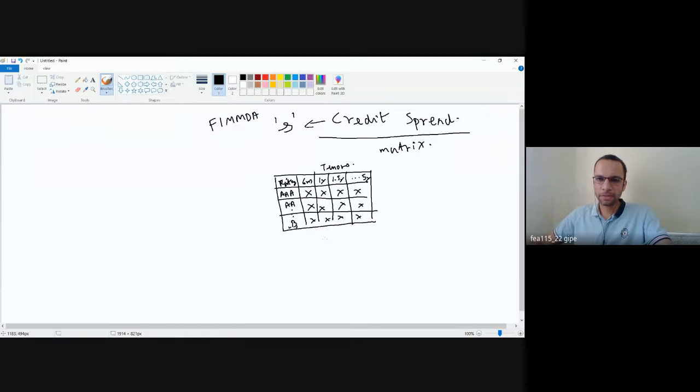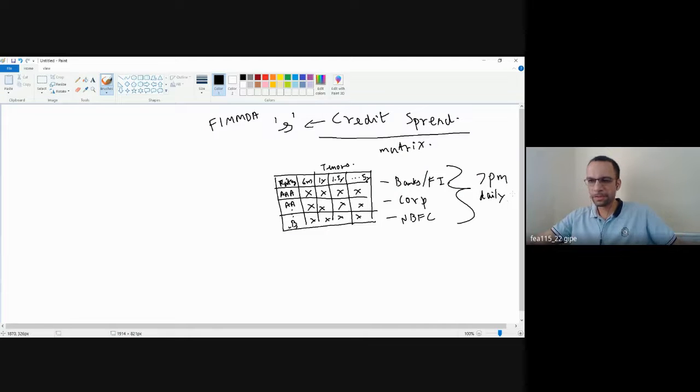And FIMDA will publish three matrices, namely, one for banks and financial institutions, corporates, and NBFCs. And these matrices will be available around 7 p.m. daily.